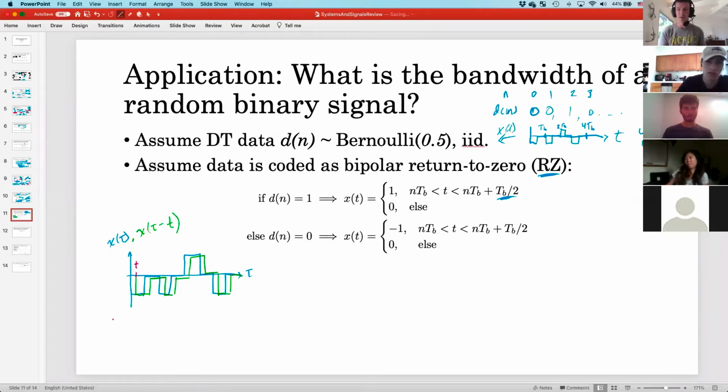Power signal. You're correct. Can you explain why? Because it's just not finite in time. Good. It's not finite in time, and also it's everlasting.